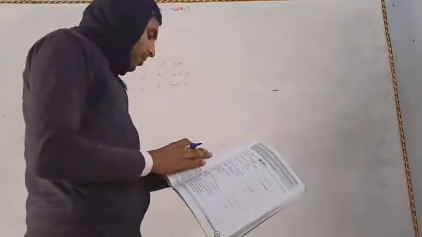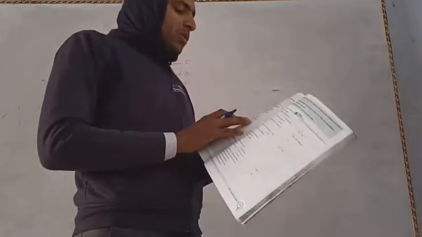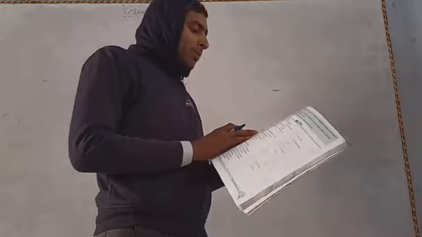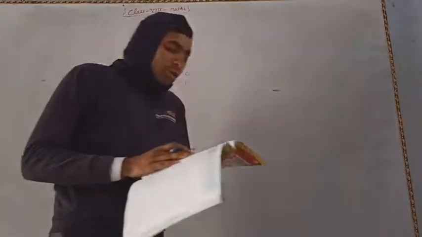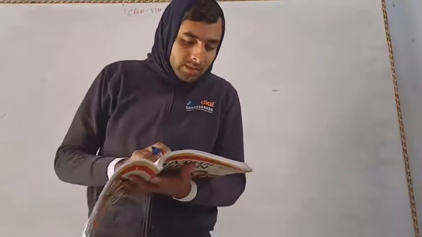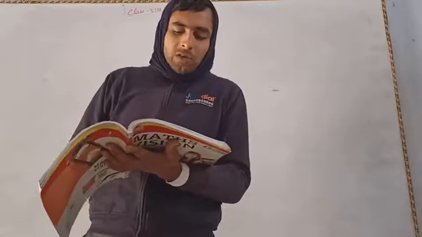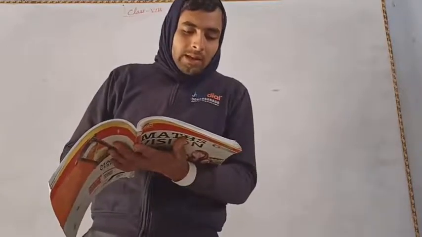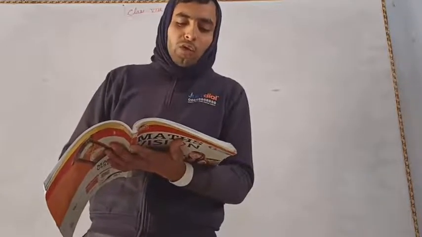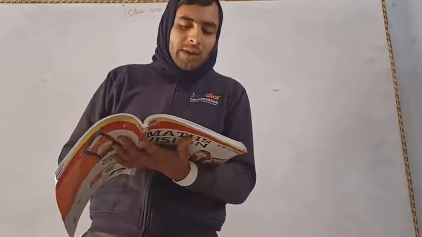Problem number four: draw a quadrilateral ABCD and name its opposite sides, adjacent sides, opposite angles and adjacent angles. You have to do this yourself. In problem number five, you have to fill in the blanks. A quadrilateral has 4 vertices, 4 sides, 4 angles and 2 diagonals.